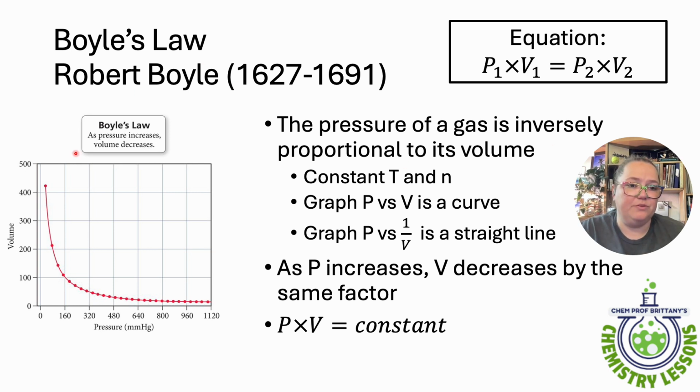So here we've got a graph that shows the pressure versus volume. If we graph pressure and volume, we get a curve. If we do pressure versus 1 over volume, it would be a straight line. But essentially, as one increases, the other decreases, so that when we multiply the two together, no matter what one is, if the other reflects it, we get a constant.